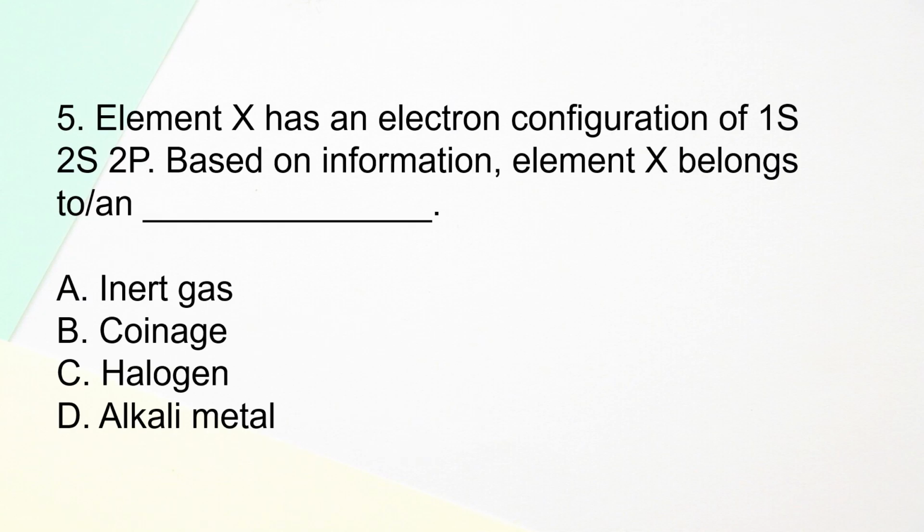Number 5, element X has an electron configuration of 1s, 2s, and 2p. Based on the information, element X belongs to blank. Letter A, inert gas. Letter B, coinage. Letter C, halogen. Or letter D, alkaline metal. The correct answer is letter C, halogen.